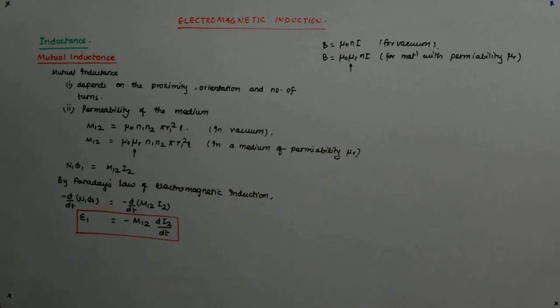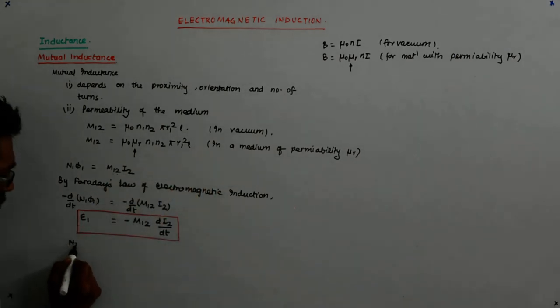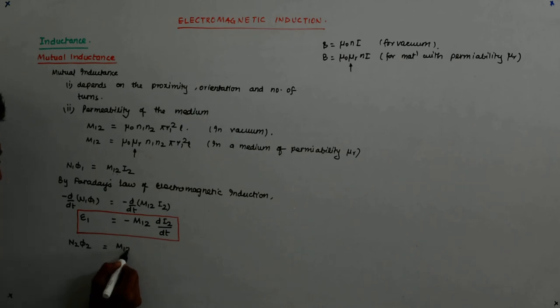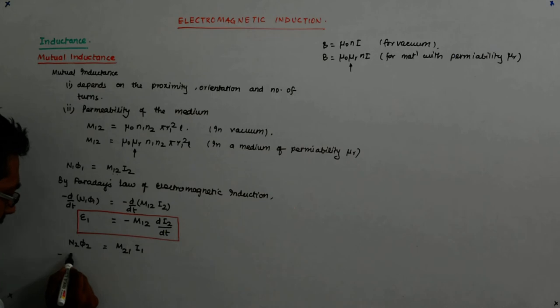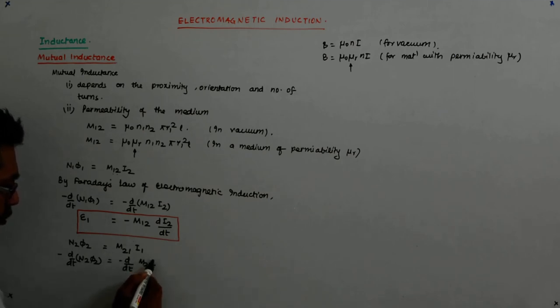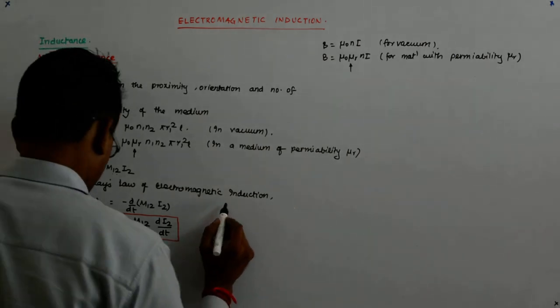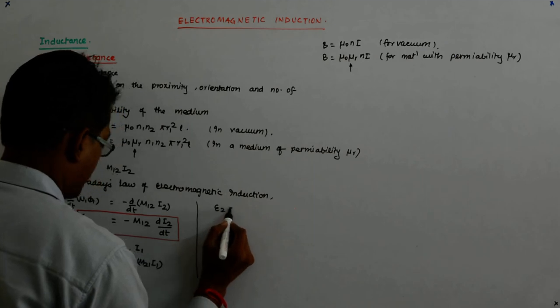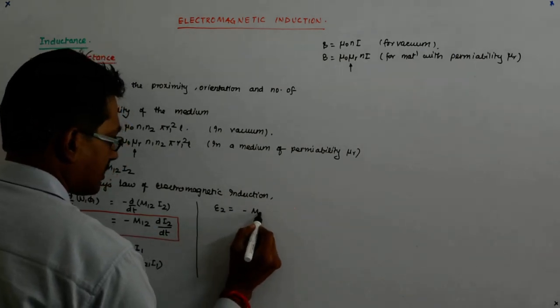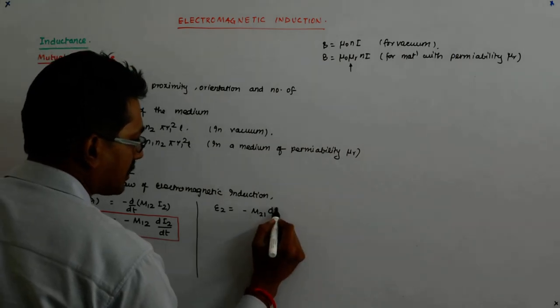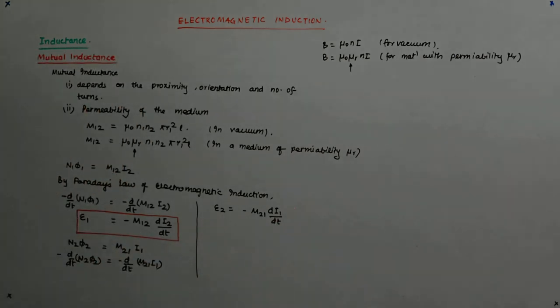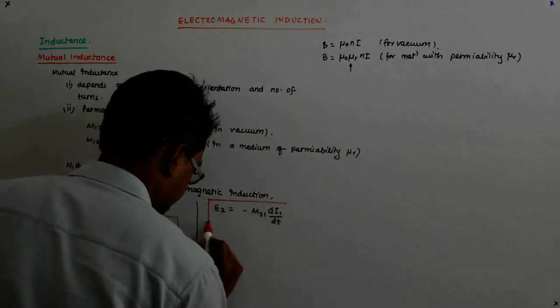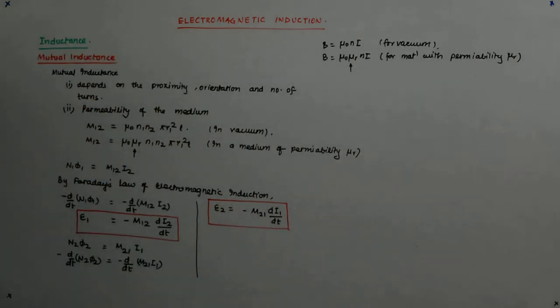Fine. How about the circuit 2 due to 1? So N2 phi2 is equal to M21 I1. Is it not? And minus d/dt of N2 phi2 is equal to minus d/dt of M21 I1. And this gives me what? This gives me E2 is equal to minus M21 di1 upon dt. Is it not? Understand?